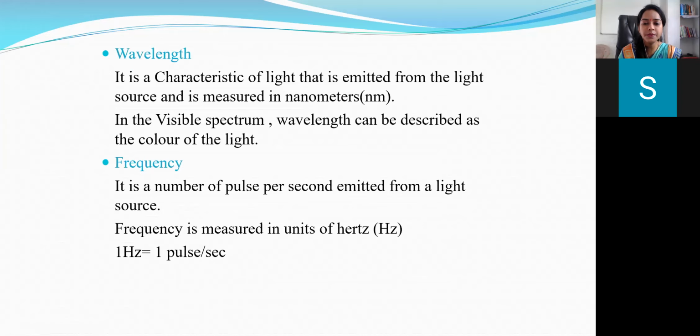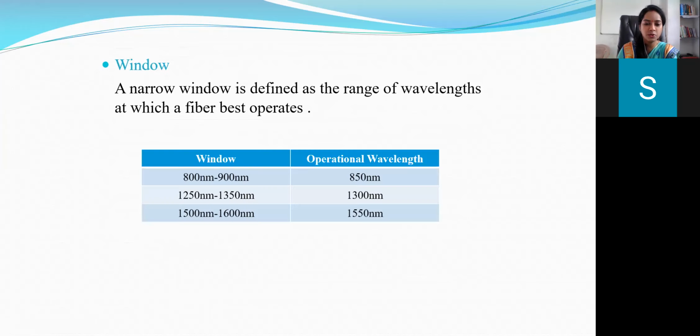Now what is frequency? It is the number of pulses that is emitted from a light source. Whatever light source you are going to use as the input device should have some frequency, and that frequency is counted as the number of pulses per second. Then frequency is measured in hertz, you all know.